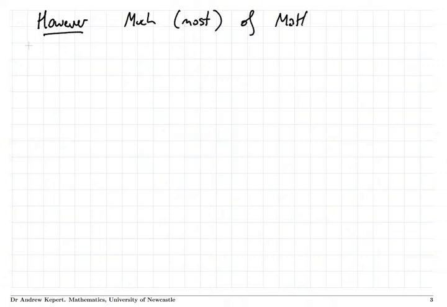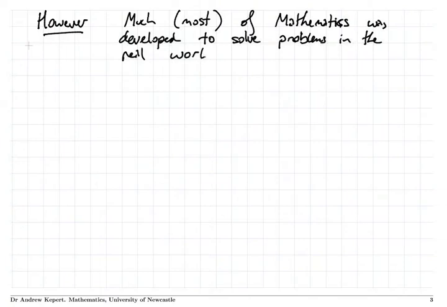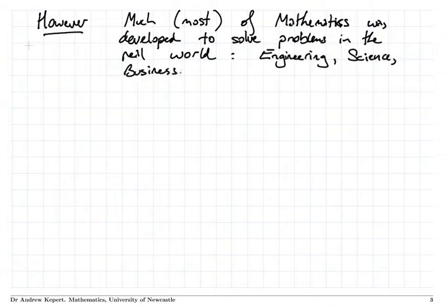However, much of the mathematics we do as mathematicians was actually originally set up to solve problems in the real world, not problems that had just come from mathematics. So they come from engineering, they come from the sciences, they come from business, from economics, they come from health, and pretty much any other discipline.